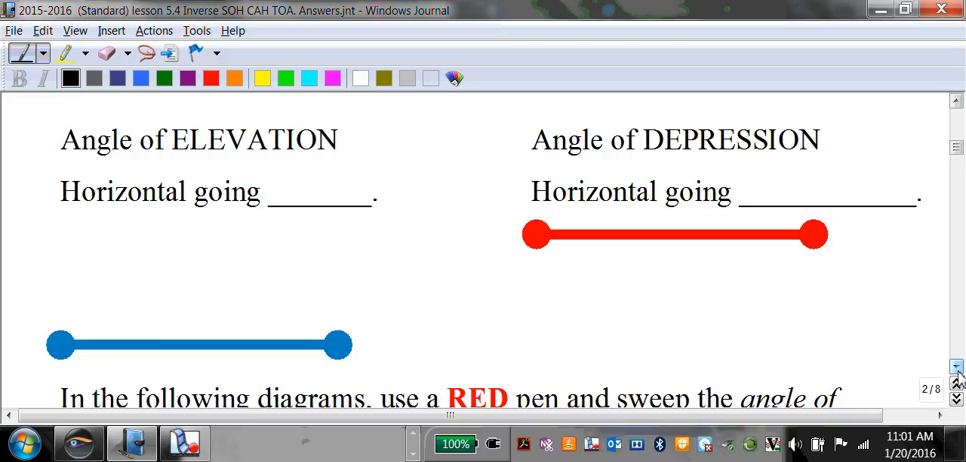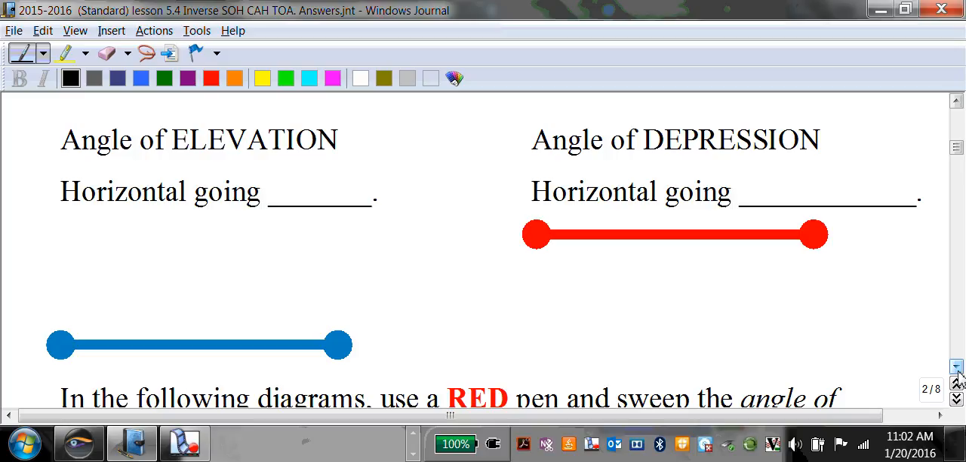Ready? Angle of elevation starts at a horizontal and goes up. Again, angle of elevation starts at a horizontal and goes up. Angle of depression starts at a horizontal and goes down. Depress. Ready? Angle of depression starts at a horizontal and goes down.